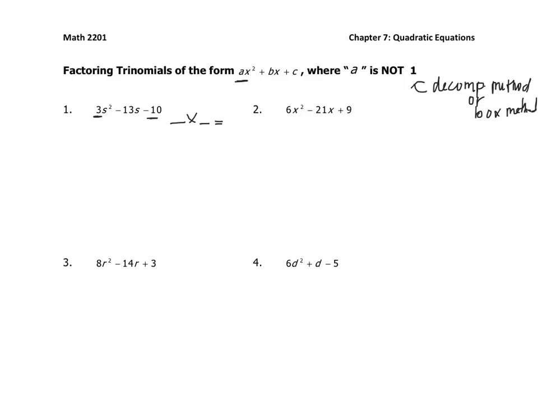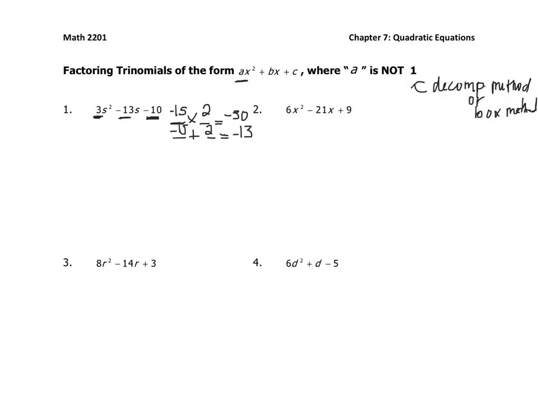So if there's something in front, when you're looking for the two numbers that multiply, you'd be looking for two numbers that multiply not to give you negative 10 anymore, but to give you negative 10 times the 3 that's out front, so that would be negative 30. And they have to add to give you the middle term, which is negative 13. I was going to say negative 3 and 10, but that would give you positive 30. So you want them to multiply to give you negative 30. So that would have to be negative 15 and positive 2.